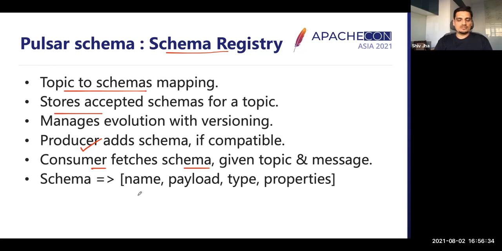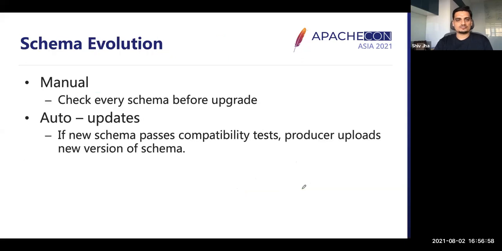Schema itself, if you look at the structure of it, every schema of course has a name. It has a payload which describes the attributes in the schema. Then type, which could be Avro, it could be Proto, it could be JSON, and then you can have properties, which is just a map of string and string. So anything that you want to send along.